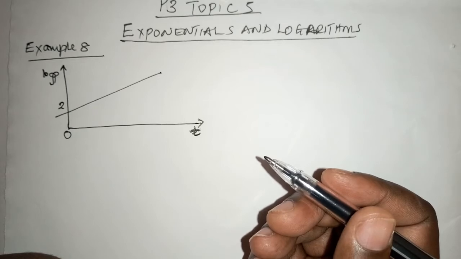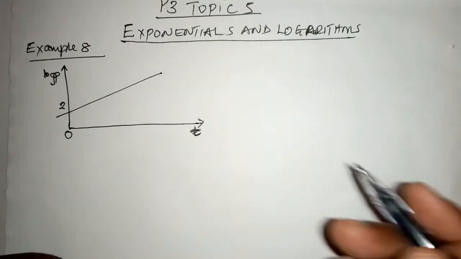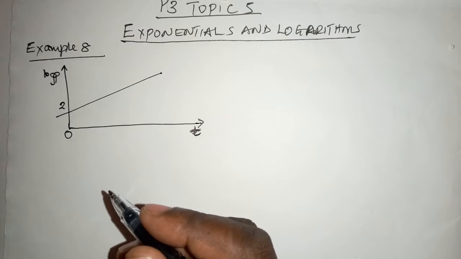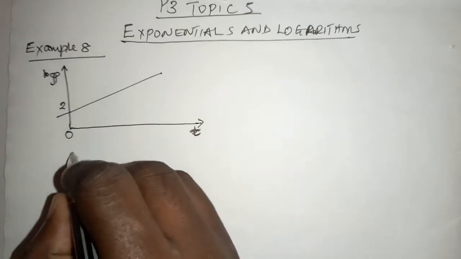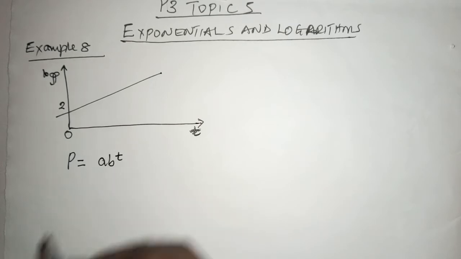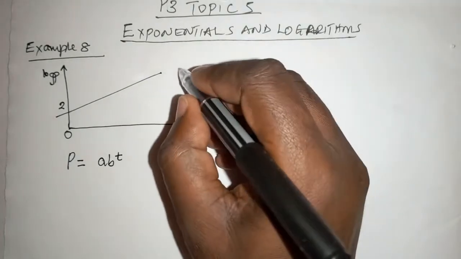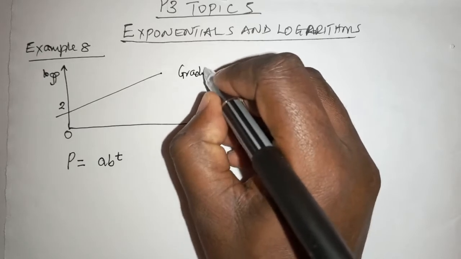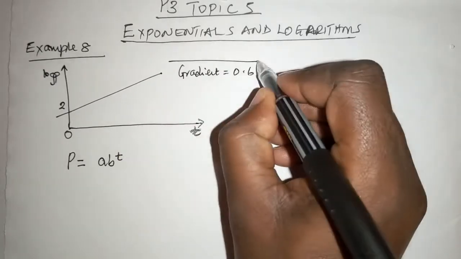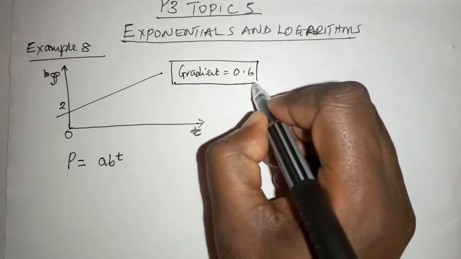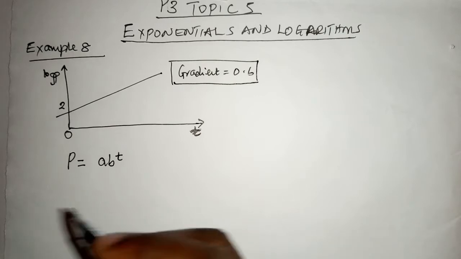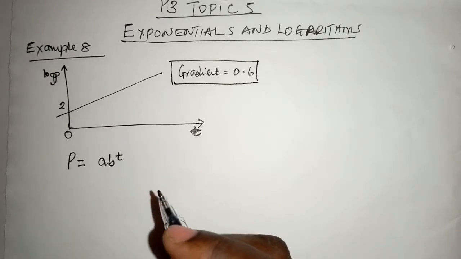So we have a scientist suggesting that this growth can be modeled by the equation P = AB^T. And remember, we talked about the gradient. The gradient we are given here is 0.6. This is very important. This one should not escape your mind. Where A and B are constants to be found.